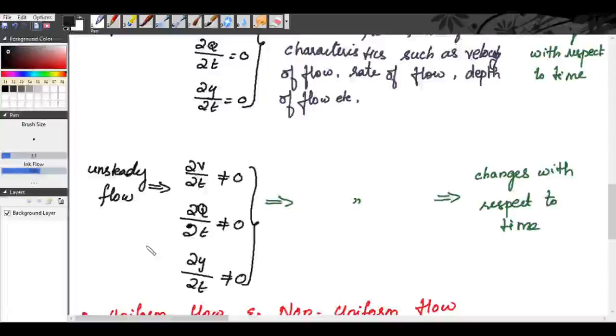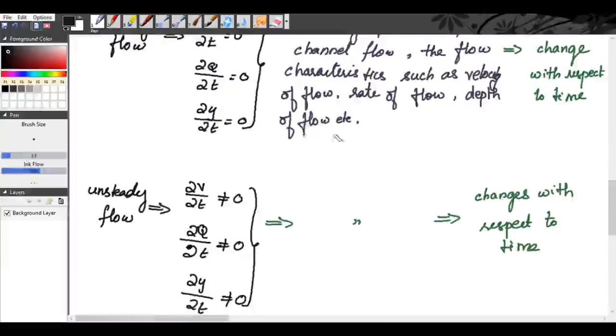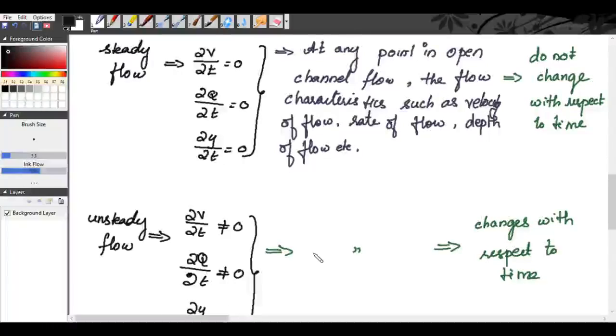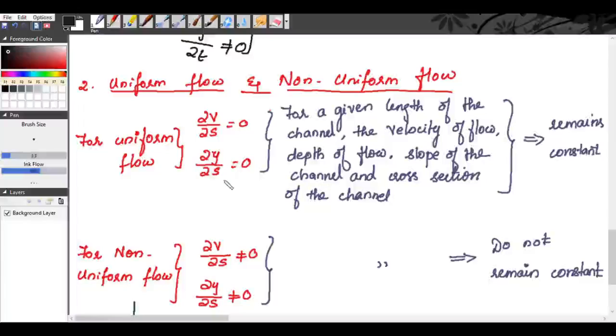Similarly, for unsteady flow, these characteristics change with respect to time. If the characteristics are changing with respect to time, the differentiation of these characteristics with respect to time is not equal to 0. So for unsteady flow, at any point in open channel flow, the flow characteristics such as velocity of flow, rate of flow and depth of flow, etc., change with respect to time. Then you call it unsteady flow. Now, the second classification is with respect to space. You call it uniform flow and non-uniform flow.